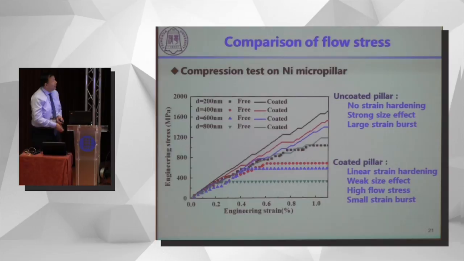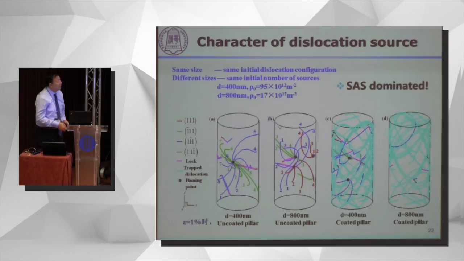For the coated pillars, we have results shown with the solid curve. For the coated pillars, no dislocation can escape from free boundaries, so they go to harder behavior. But for free surface pillars, most dislocations escape from the free boundary, so the stress-strain curve will be lower than for coated pillars. These are uncoated pillars and these are coated pillars. In the coated pillars, many dislocation lines evolve. For the uncoated pillars, dislocations escape and there are only a few dislocation lines. They have different configurations for dislocation evolution.